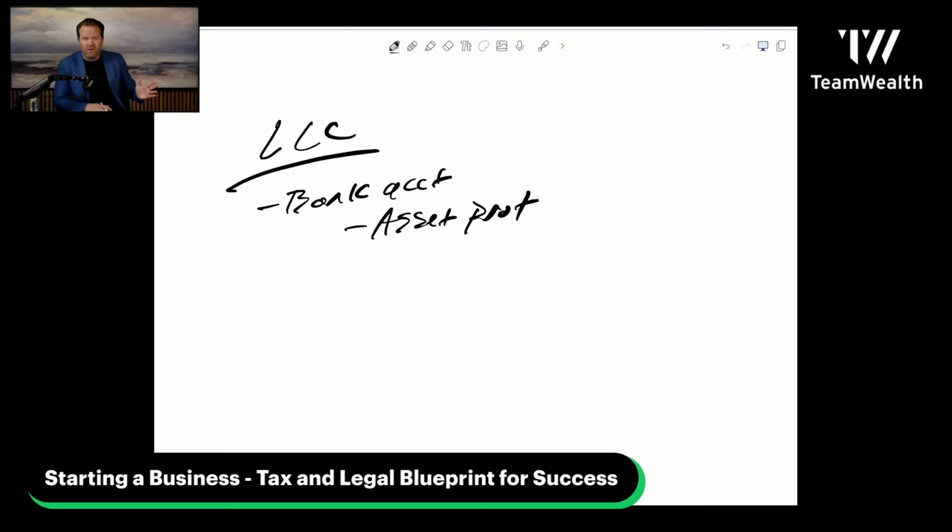But whatever bank you're using, just make sure it's a bank account in the LLC's name, not your personal name. Okay. If I'm doing stuff in my personal name and I have an LLC, I'm getting zero asset protection benefits of the LLC.